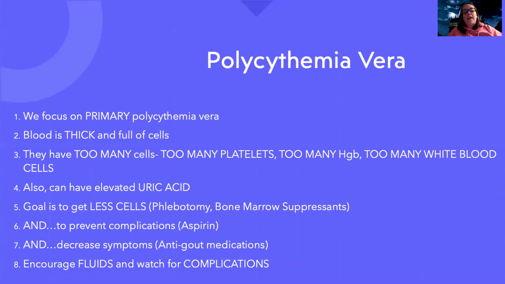We also want to prevent complications in this patient. So they have a high risk of blood clots, so they're going to be on aspirin. And then, of course, like I mentioned, we want to decrease the symptoms, that pain that they're having because of the uric acid buildup. We may give them anti-gout medications.